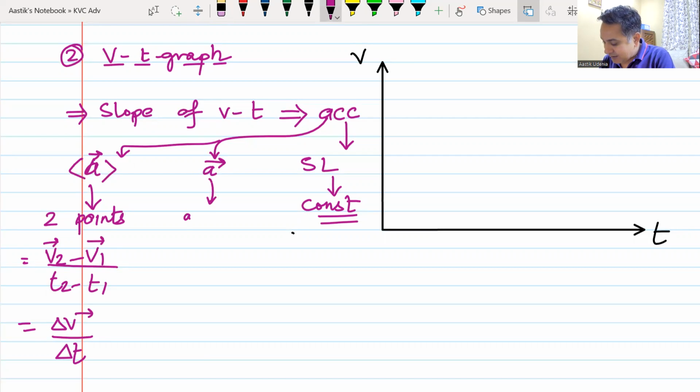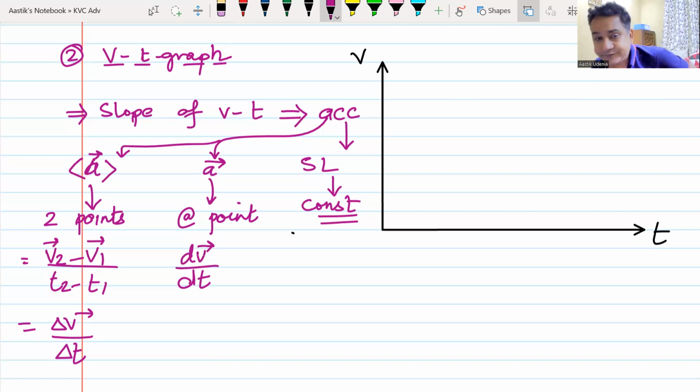If I find it at any point, I will get the value of instantaneous acceleration. So that will be dv by dt. If the acceleration is constant and the graph is a straight line, then I will have average acceleration same as instantaneous acceleration. Do we understand this? Yes or no?